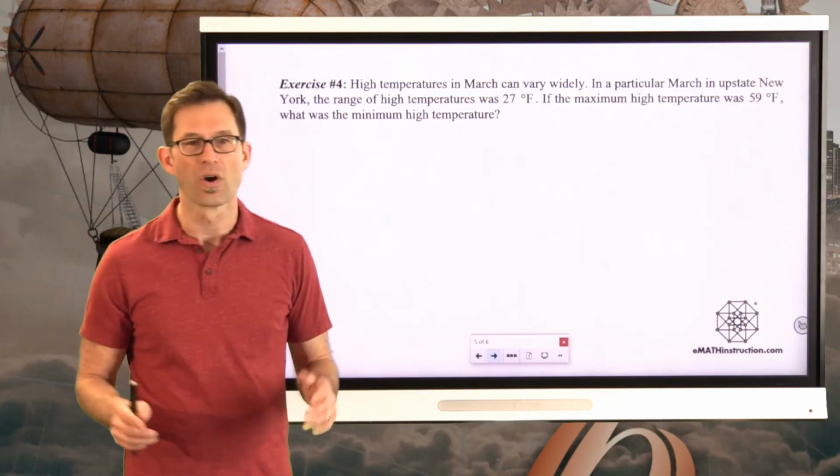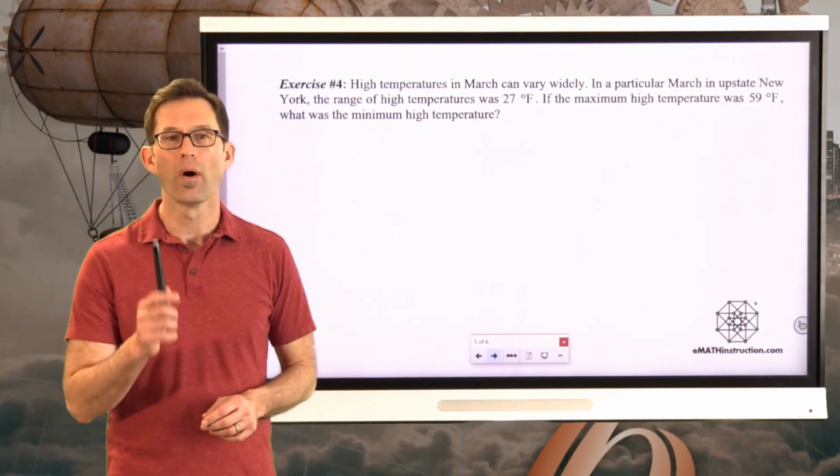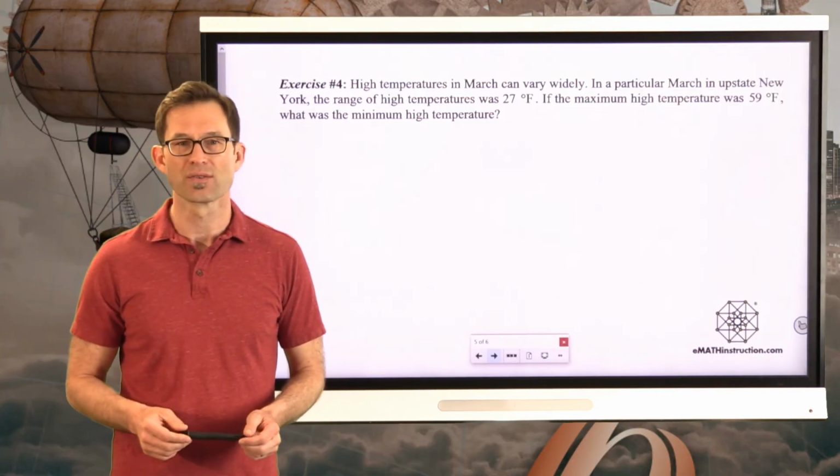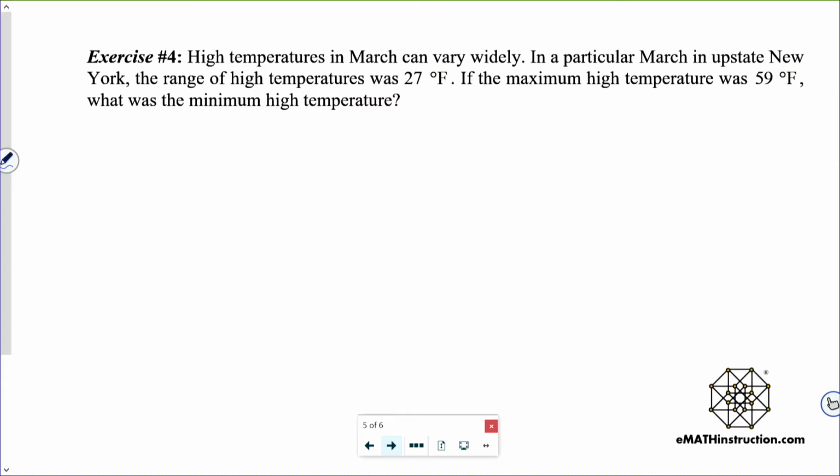How wide is our data set? Let's look at one more issue involving the range in exercise number 4. High temperatures in March can vary widely. In a particular March in upstate New York, the range of high temperatures was 27 degrees Fahrenheit. If the maximum high temperature was 59 degrees Fahrenheit, what was the minimum high temperature?